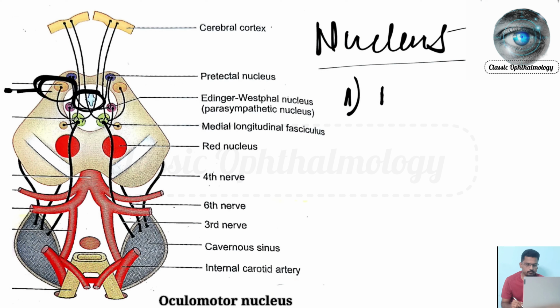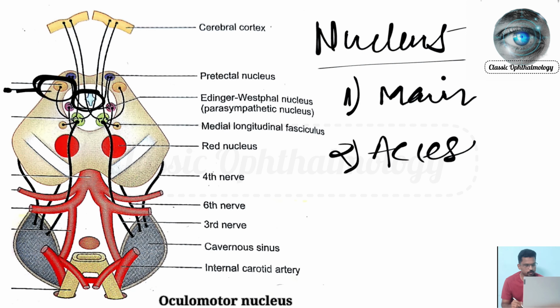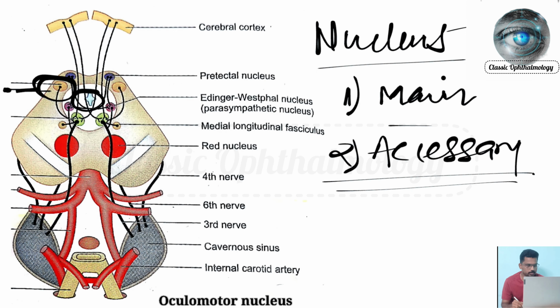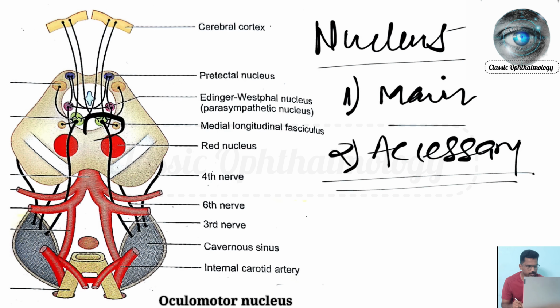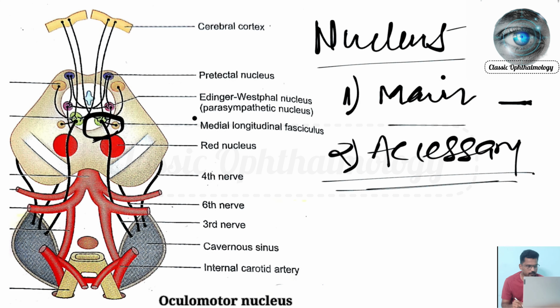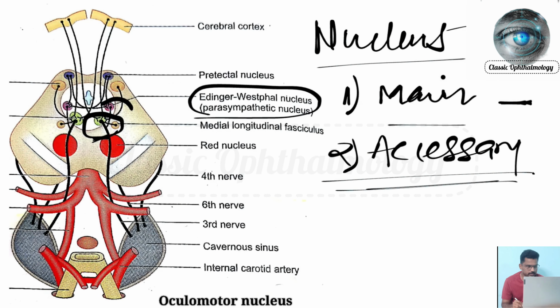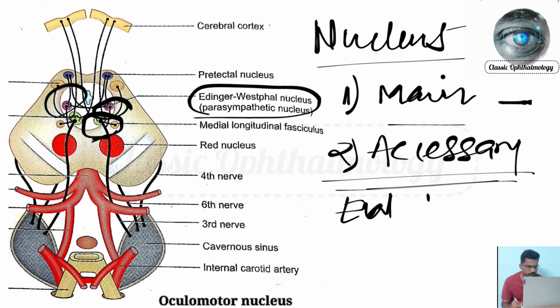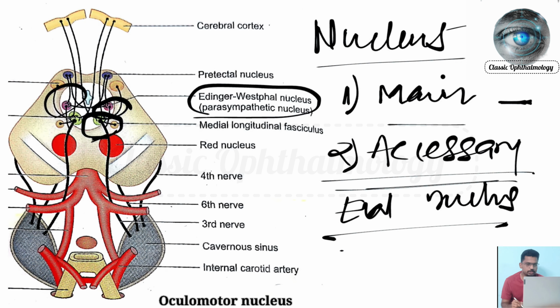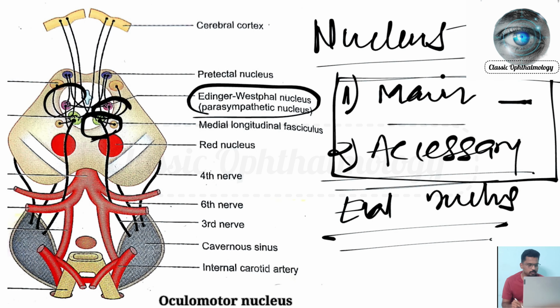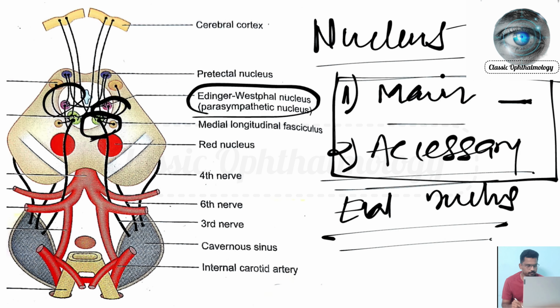Now the nucleus of the third nerve has two components. One is the main or principal nucleus and the other is the accessory nucleus, also called the Edinger-Westphal nucleus. You can see in this picture, this is our main or principal nucleus and this is our accessory nucleus or Edinger-Westphal nucleus, which is associated with the parasympathetic activity of the third nerve. So this is the nucleus of the third cranial nerve.